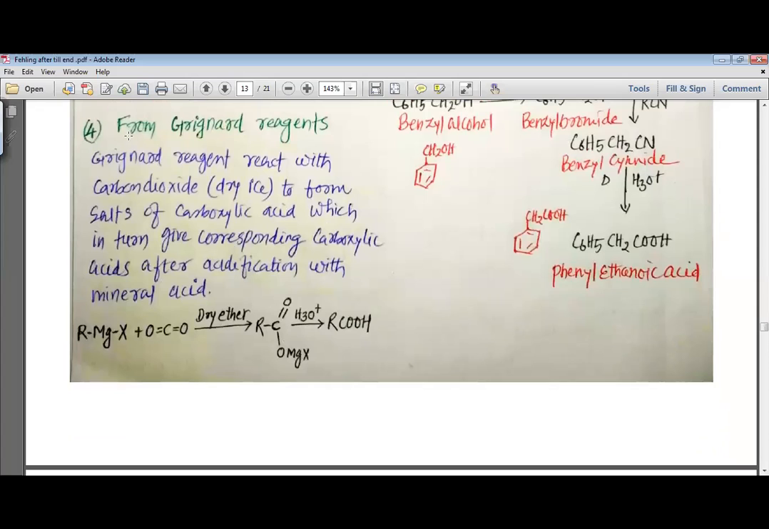Now today we want to study a new process of preparation, by which we can prepare carboxylic acid from the Grignard reagent. The Grignard reagent reacts with carbon dioxide, which is also known as dry ice, so it is in the solid state. When it reacts with dry ice, it forms the salt of carboxylic acid, which in turn gives the corresponding carboxylic acid after acidification with a mineral acid. So you can see the reaction very well.